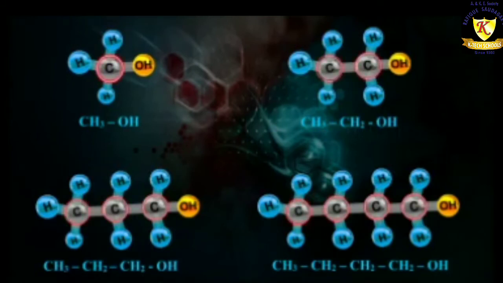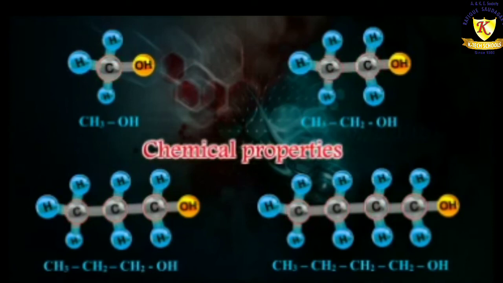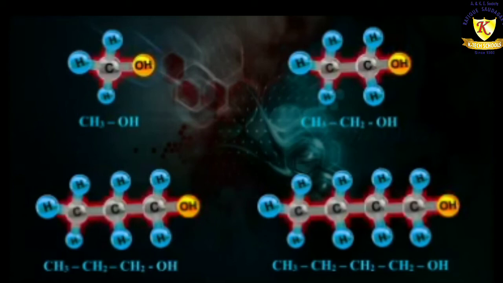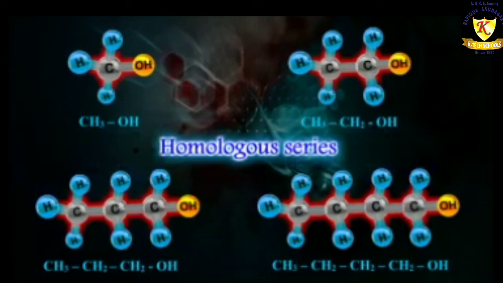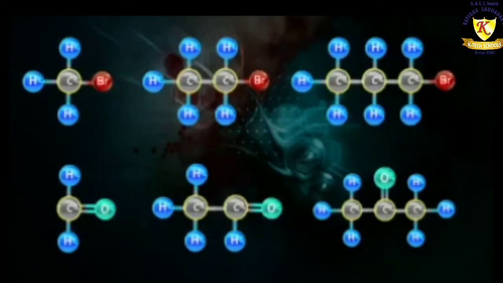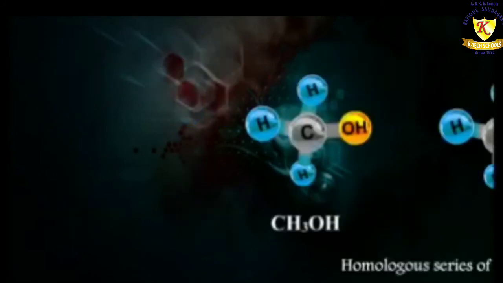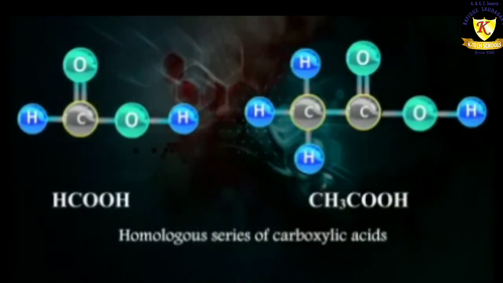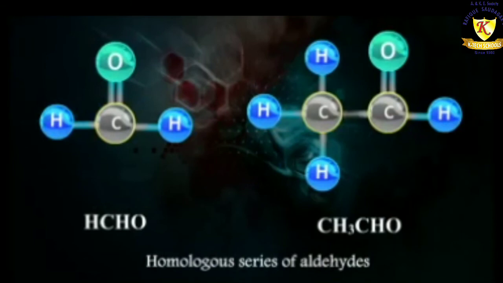Though the length of the carbon chain in them is different, their chemical properties are very much similar due to the presence of the same functional group in them. The series of compounds formed by joining the same functional group in the place of a particular hydrogen atom on the chains having sequentially increasing length is called homologous series. There are different homologous series in accordance with the functional group. For example, homologous series of alcohols, homologous series of carboxylic acids, and homologous series of aldehydes, etc.